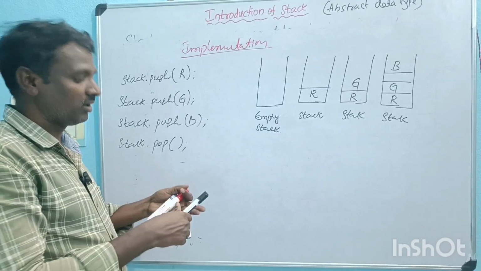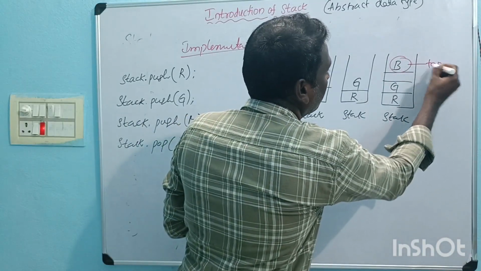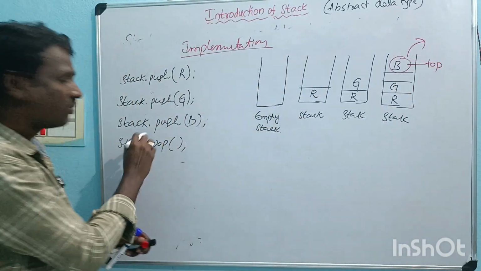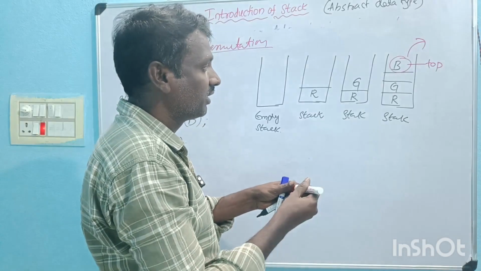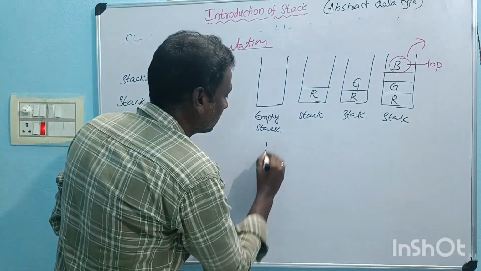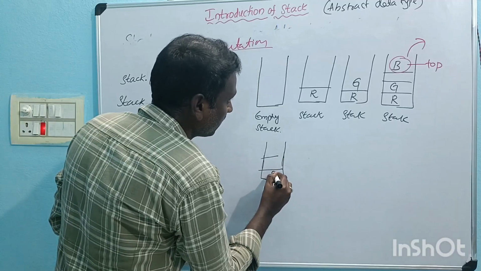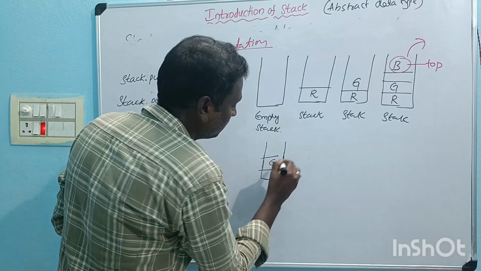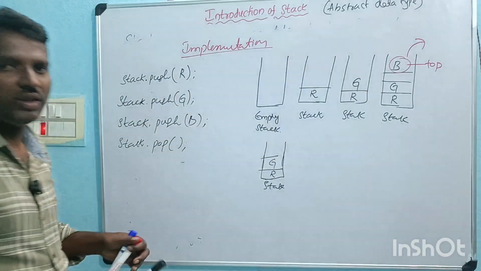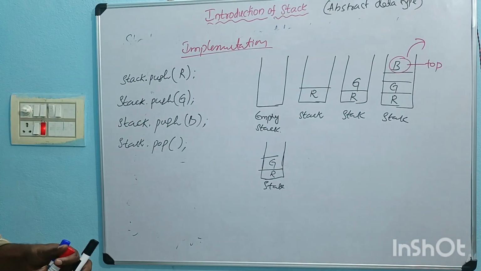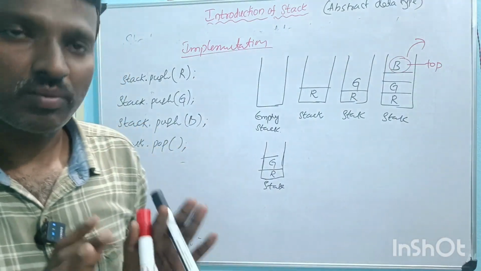What is the top element? This is the top element. If I perform stack.pop, then the top element will be removed automatically. Then the stack will be updated. I draw the updated stack. What is available? R, G. B is deleted.